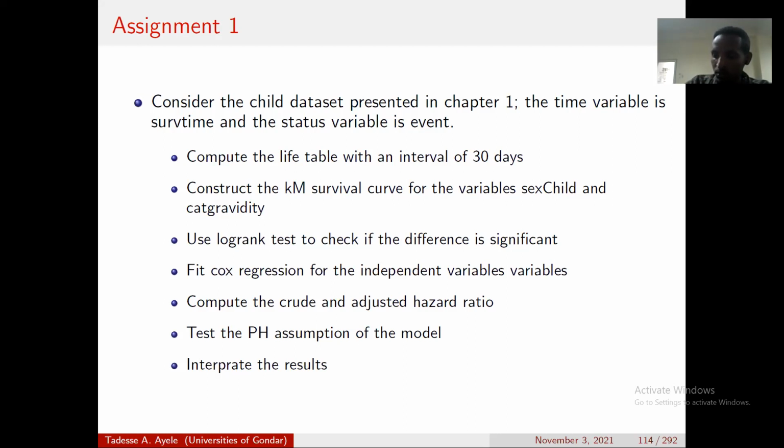Fit Cox regression for the independent variables there, and compute the crude and adjusted hazard ratio. Test the PH assumption of the model. You can use any method to test the assumption. Finally, interpret the results. So this is the final slide for chapter 2.